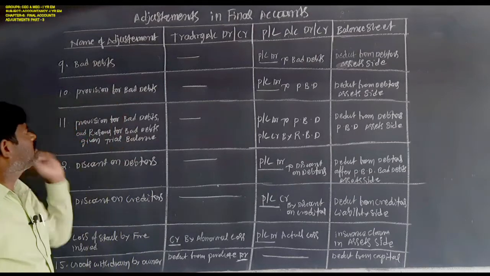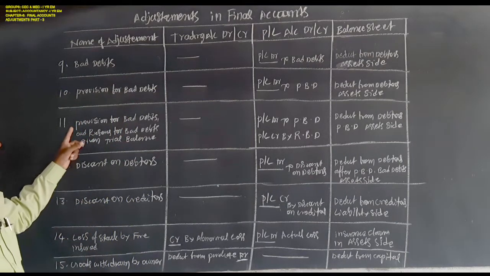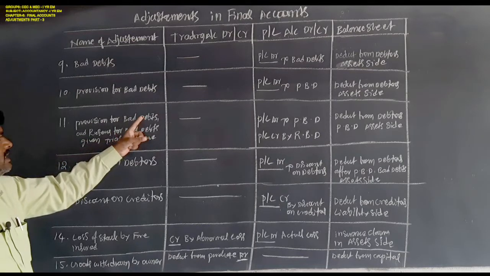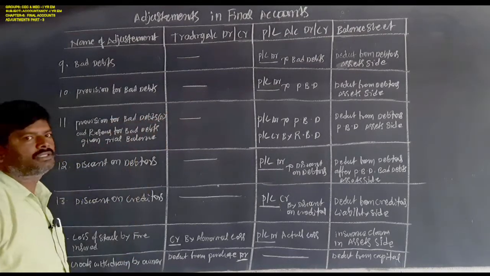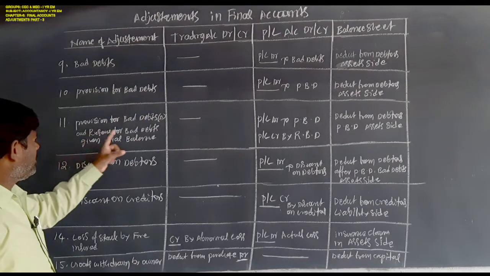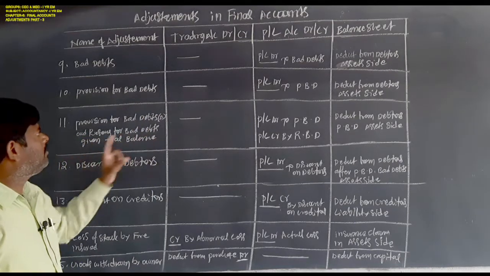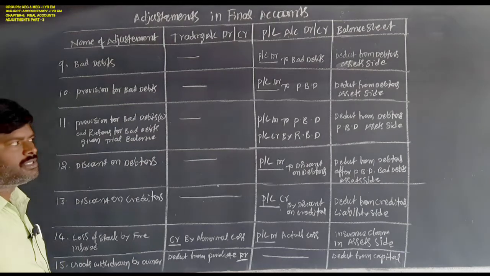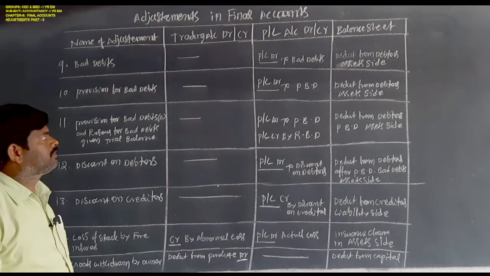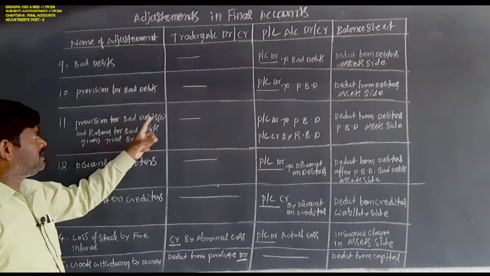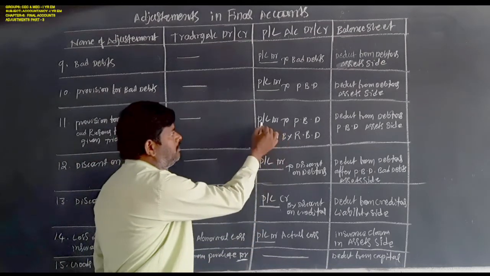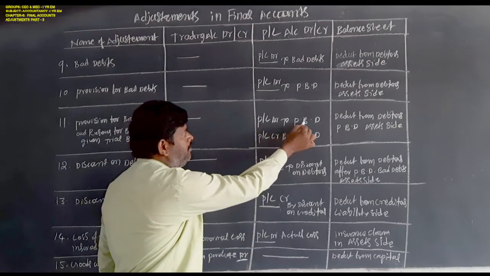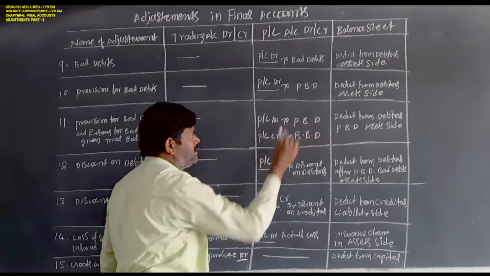This is the first one. Provision for bad debts is given in adjustments. Reserve for bad debts is given in the trial balance. In this case, provision for bad debts is given in adjustment. It must be recorded on the P&L account debit side, PBD, provision for bad debts.